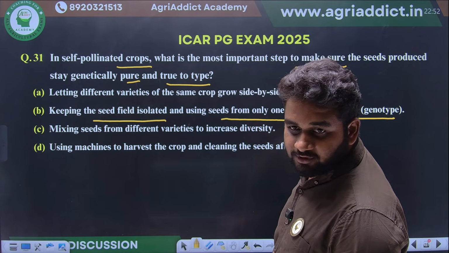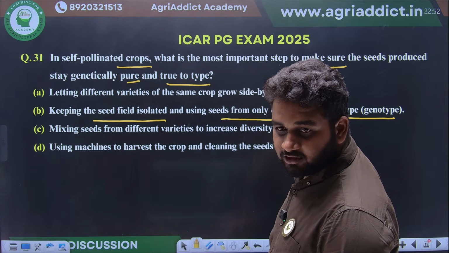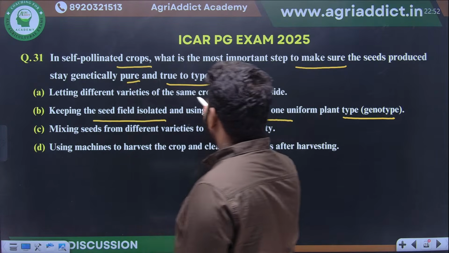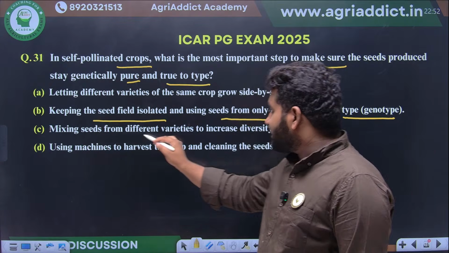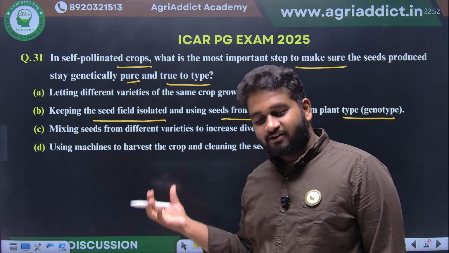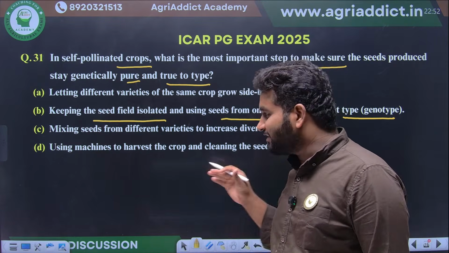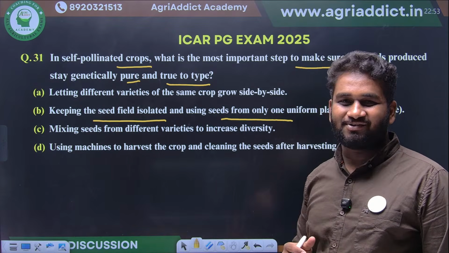Vasundhara, Lakki, Nutan, Preeti, Ankit Kumar, everyone is answering. Good, everyone. Letting different varieties of the same crop grow side by side will cause contamination. Mixing seeds from different varieties to increase diversity? We don't need diversity in a variety, we need uniformity. If you maintain the diversity, then the farmer will complain and you will be out of your post.